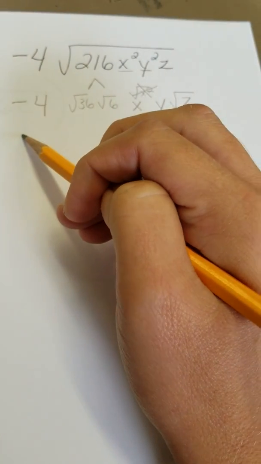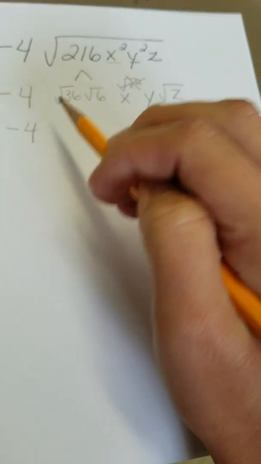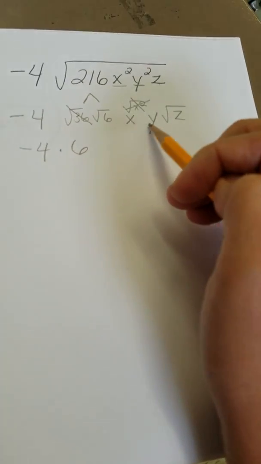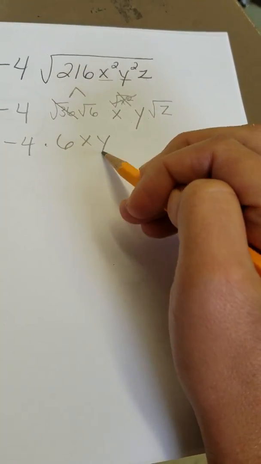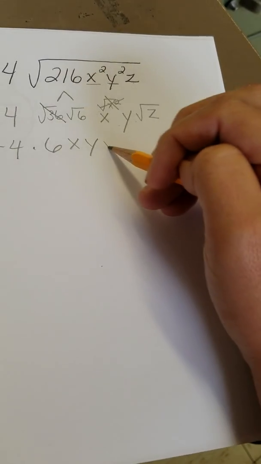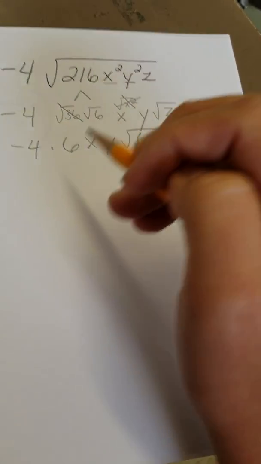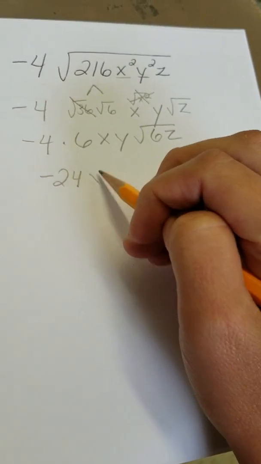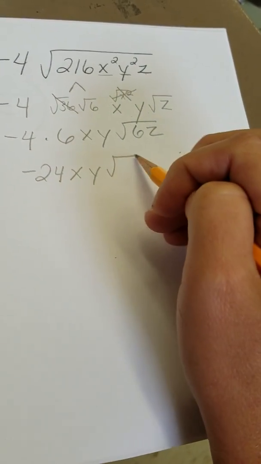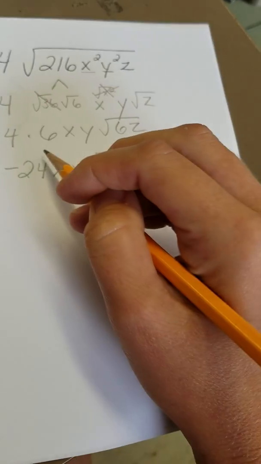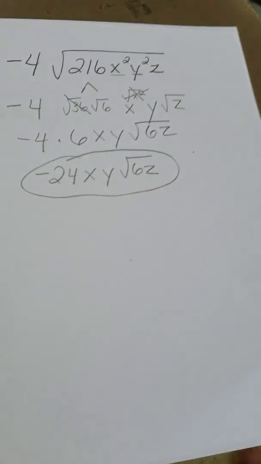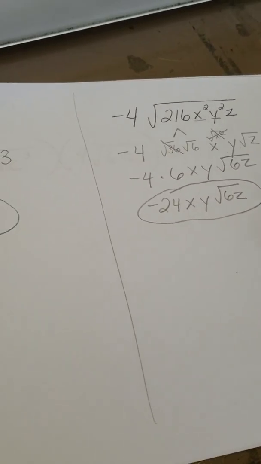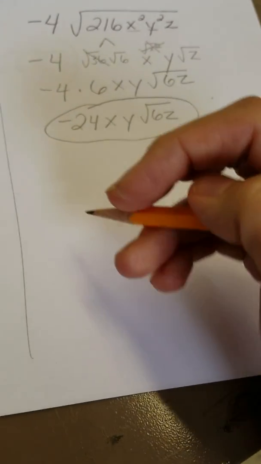And when I'm finishing this up, I have -4 times 6. X and y are both out. 6 and z are both in. So my final answer is -24 x, y, radical 6z. So hopefully that's the answer that you derived also. Pretty easy. Okay, let's try something just simple I just thought about.